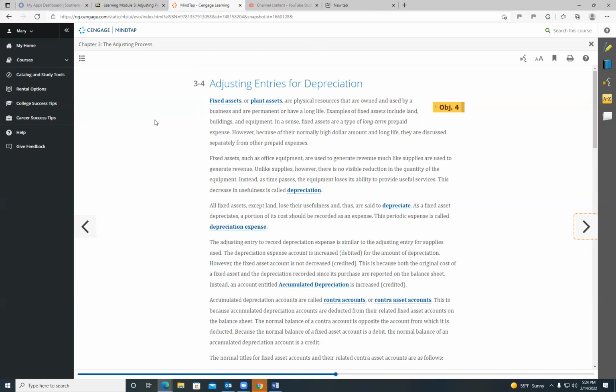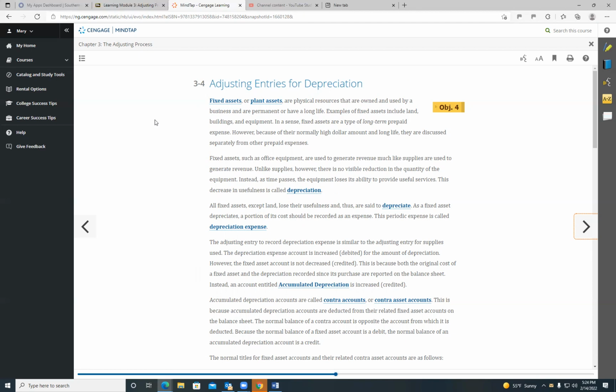Now we're moving on to a whole new set of adjusting entries, and these are adjusting entries for depreciation. You have fixed assets, or what sometimes is called plant assets, and these are physical resources owned and used by businesses and have a permanent or a long life. Examples of fixed assets include land, buildings, and equipment. Fixed assets are a type of long-term prepaid expense. You can kind of look at it that way. Because of their high dollar amount and long life, they're discussed separately from prepaid expenses.